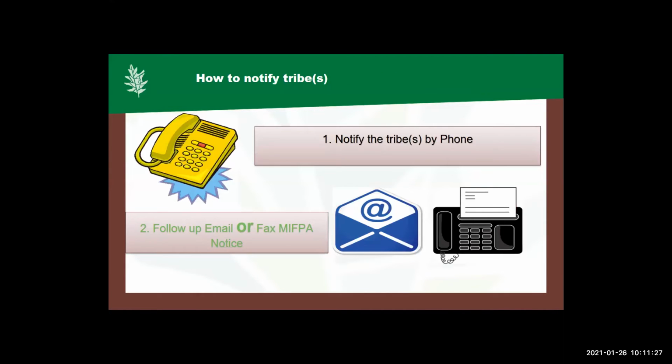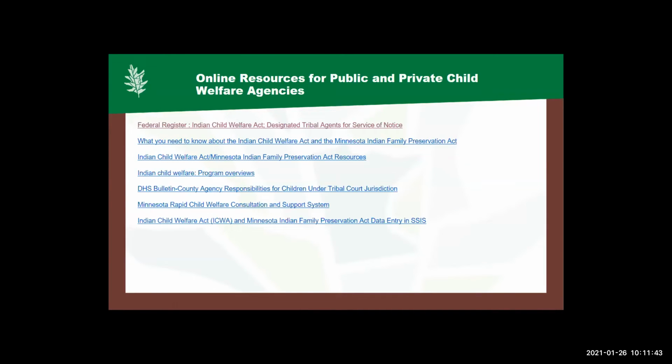And then here's just a picture of that initial phone call that you're going to make with the tribe. You're going to notify the tribe by phone and then follow it up again with an email or a fax. And then I wanted to go over with everybody that we do have a list of resources where you can get that email and fax information. That's going to be under this first link here. This is going to take you to the Federal Register. And I can put this link in the chat as well once the page comes up.